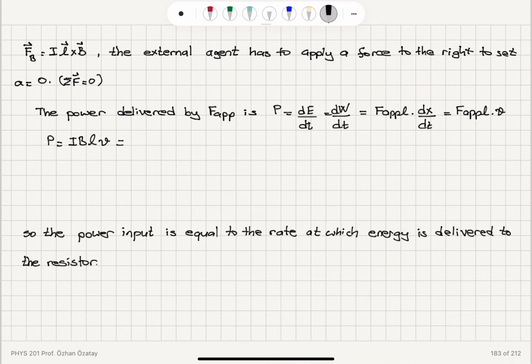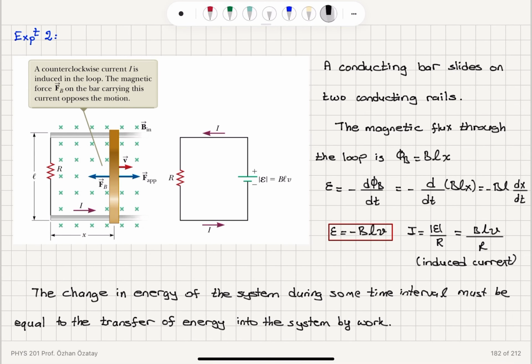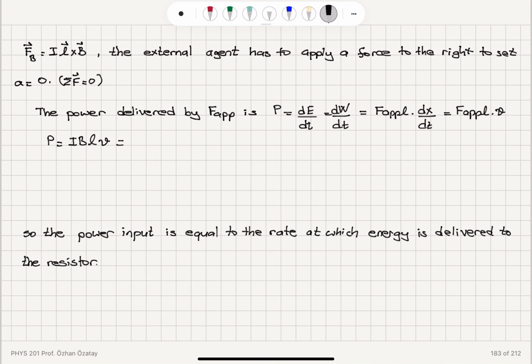And this is the power delivered to the circuit by the induced EMF, epsilon times I. This is epsilon times I, and epsilon is BVL, so epsilon times I is epsilon squared divided by R. Now what is this? This is basically the power consumed by the resistor.